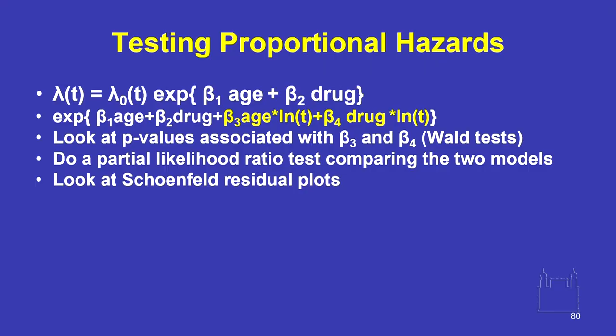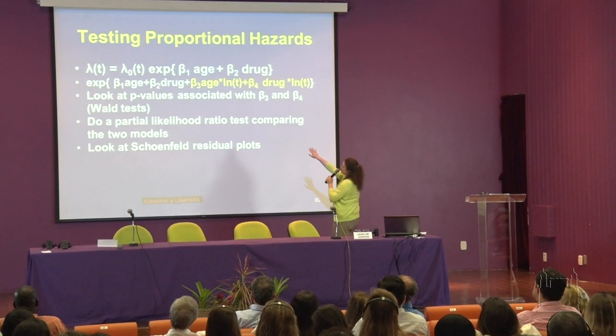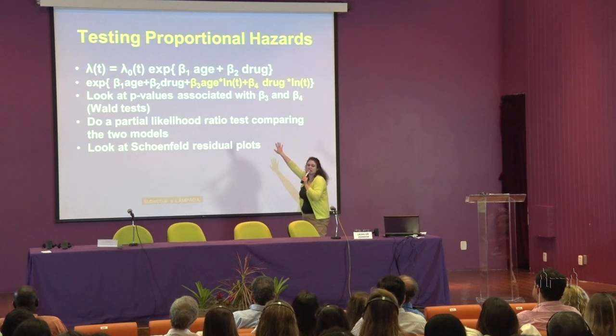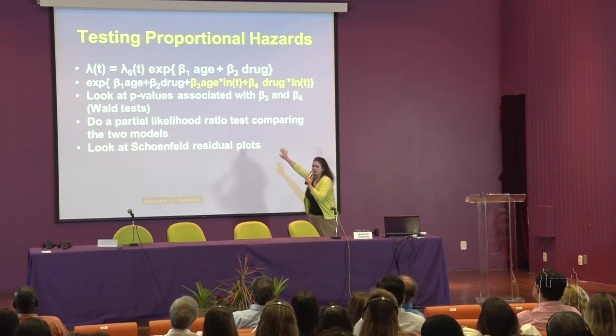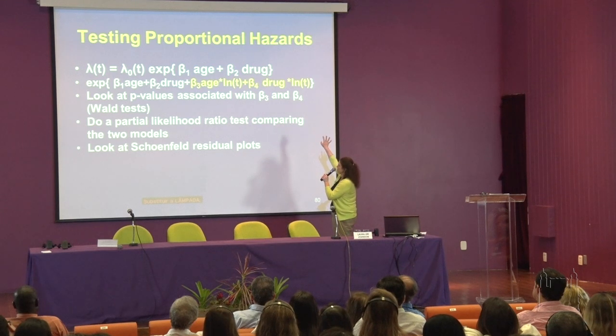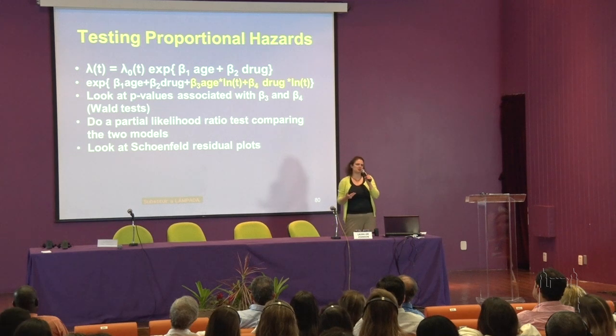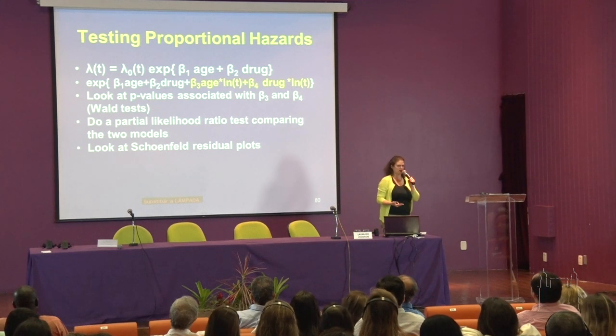Testing proportional hazards. This is why you had to learn about the interactions yesterday. So we have our base model in the first bullet. I have age and I have the drug that they were going to get. The second bullet is part of that model. What I've done is I've added in age times the natural log, the ln, of time. And I also have drug times the natural log of time. And I'm doing this to see if I actually have proportional hazards.